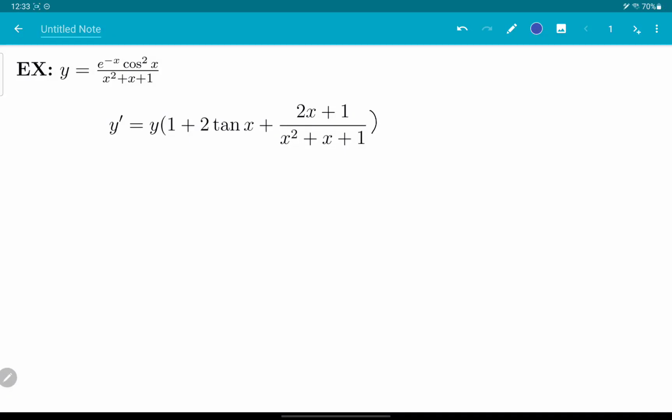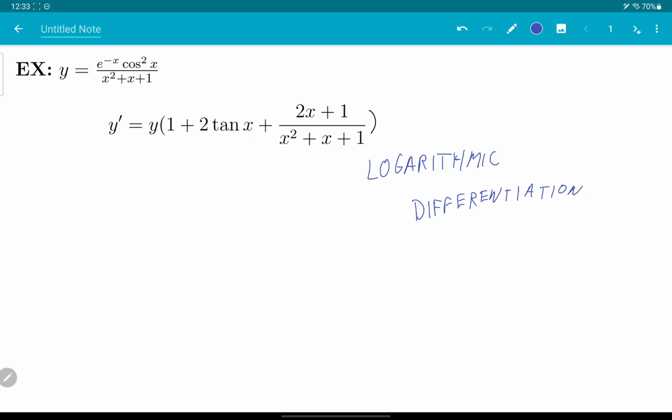Okay, so again here we'll be doing what's called logarithmic differentiation. We don't necessarily have to do that here.